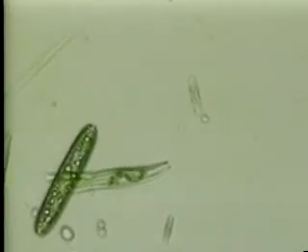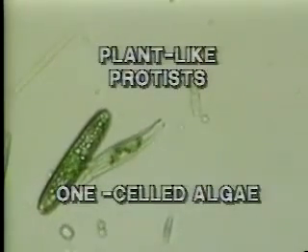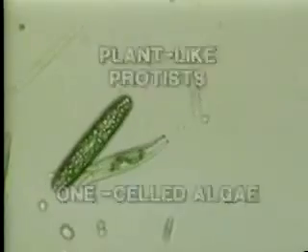One-celled algae are the protists that are like plants. They can make their own food by photosynthesis. These algae are very important because they provide food for many other life forms, and they also make huge amounts of oxygen. For the oceans and other bodies of water are filled with these tiny creatures.